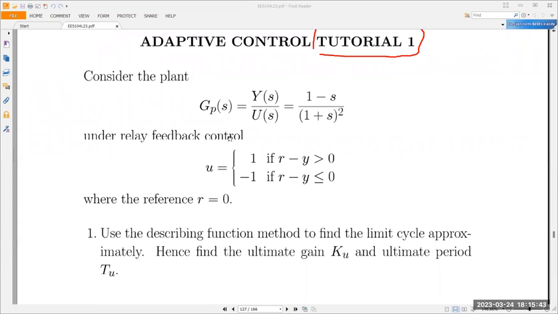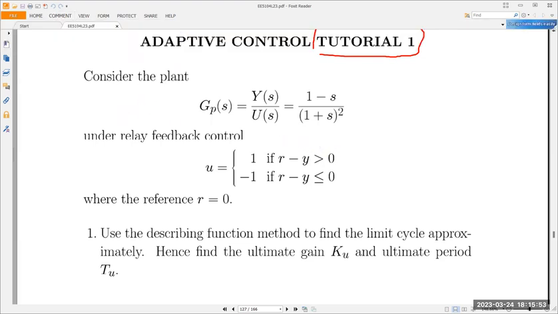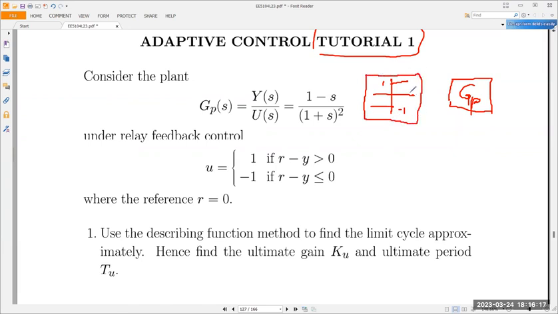Basically under feedback control, so that would mean if you draw the block diagram, that will look like this. You have a G_P, then you have a relay here which is +1 and -1. All right. So this is E, and so the input should be E. So the output is U. This should be Y.